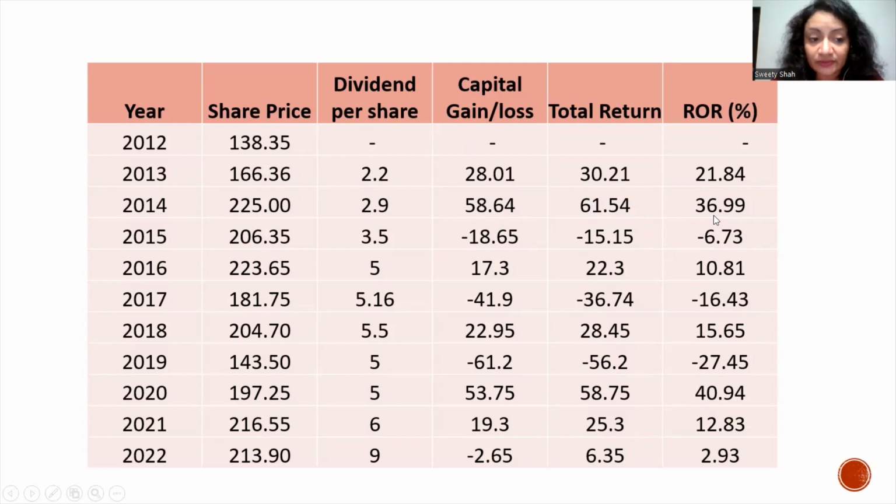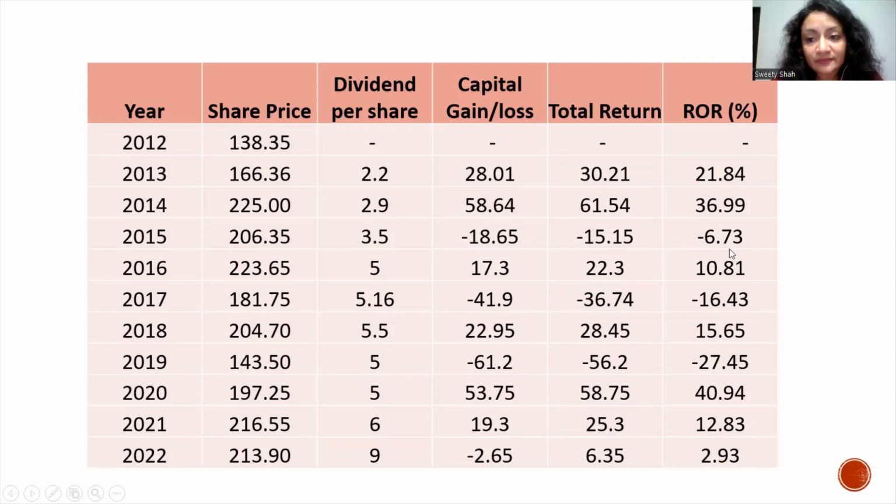If we look at the 2015 year, the dividend is positive. But at the same time, if we look at the value from 2014 to 2015, the value of the share has depreciated. So instead of a capital gain, we have a capital loss, which is 18.65. But because the dividend is positive, the total return comes to minus 15.15. When we calculate the percentage return that we have earned, instead of earnings we have a loss of minus 6.73%.